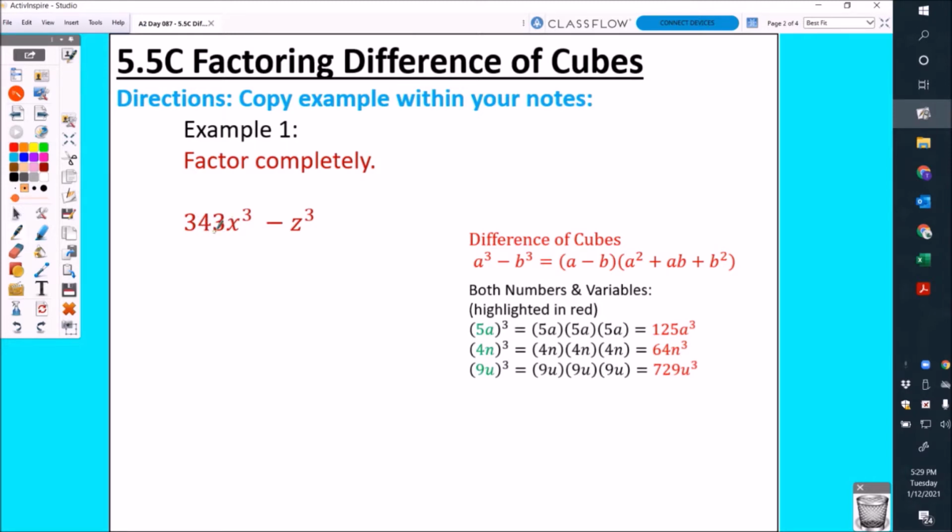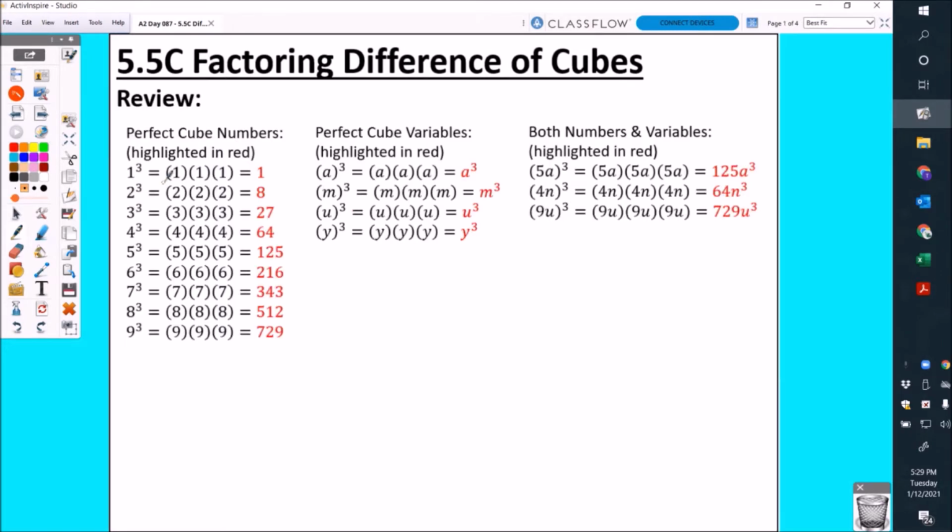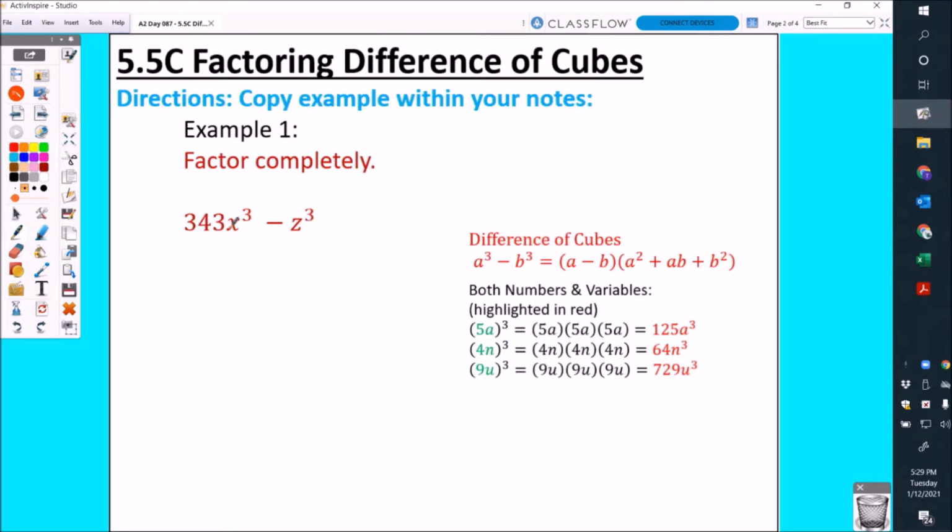If I look at it, 343 is indeed a perfect cube. If I go to my list of perfect cube numbers, the one highlighted in red, there is a 343. So it is a perfect cube. Then looking at my variable, x to the third, since it's up to the third power, that is a perfect cube. Looking at the other term, z to the third, also a perfect cube. So these two, this problem, are a difference of cubes.